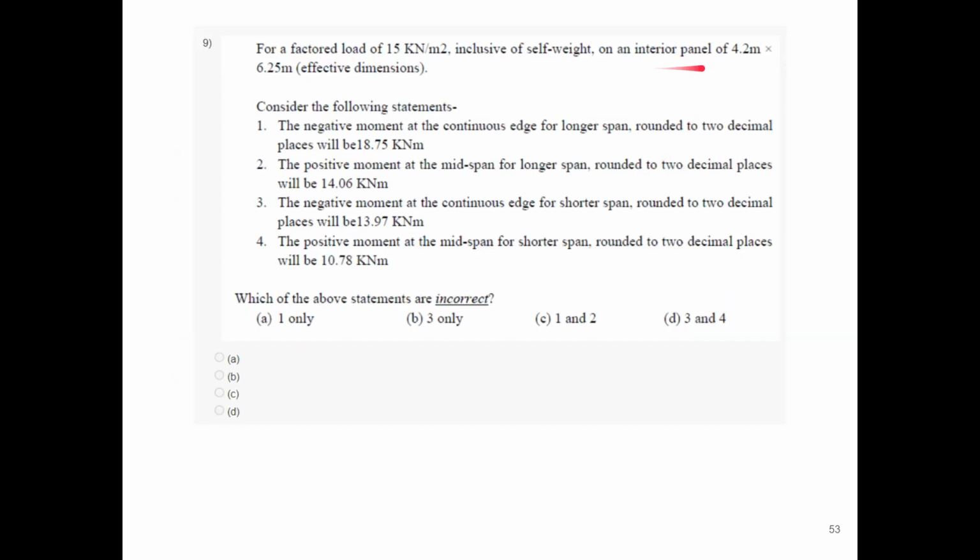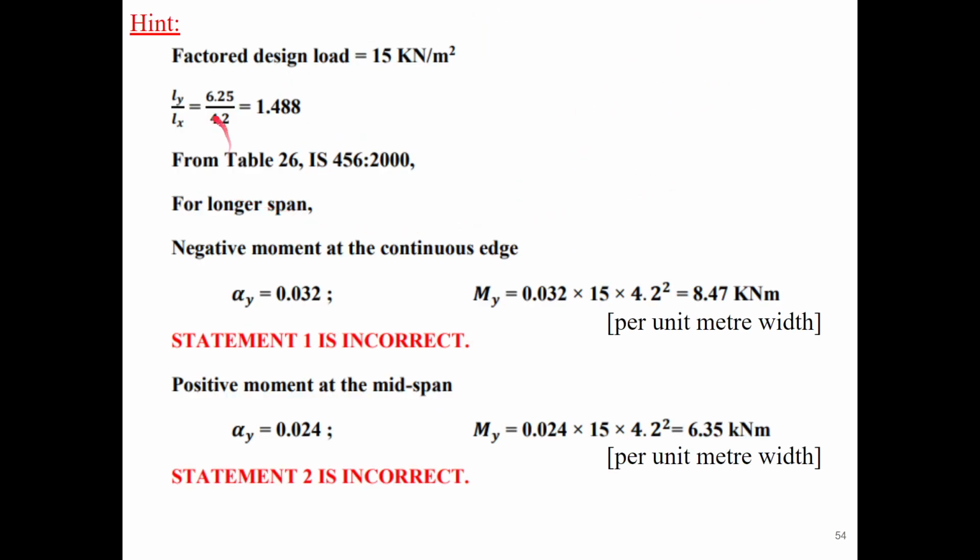This is an interior panel, so from Table 26 it will be the first case, case 1 out of the 9 cases. And ly by lx: lx will be 4.2, always the lesser value, and ly will be 6.25. So ly by lx will be 6.25 by 4.2, which is 1.488, which is a two-way slab.